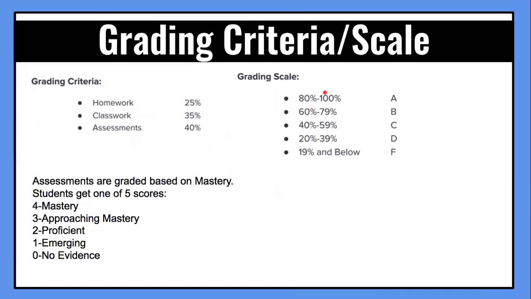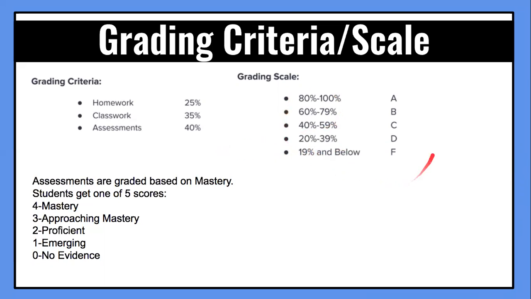So 80 to 100 is going to give you a B. No, 80 to 100 is going to give you an A. I'm sorry. 60 to 79% is going to give you a B. 40 to 59% is going to give you a C. 20 to 39% is going to give you the letter D as a grade. And anything below 19 is going to give you a fail.